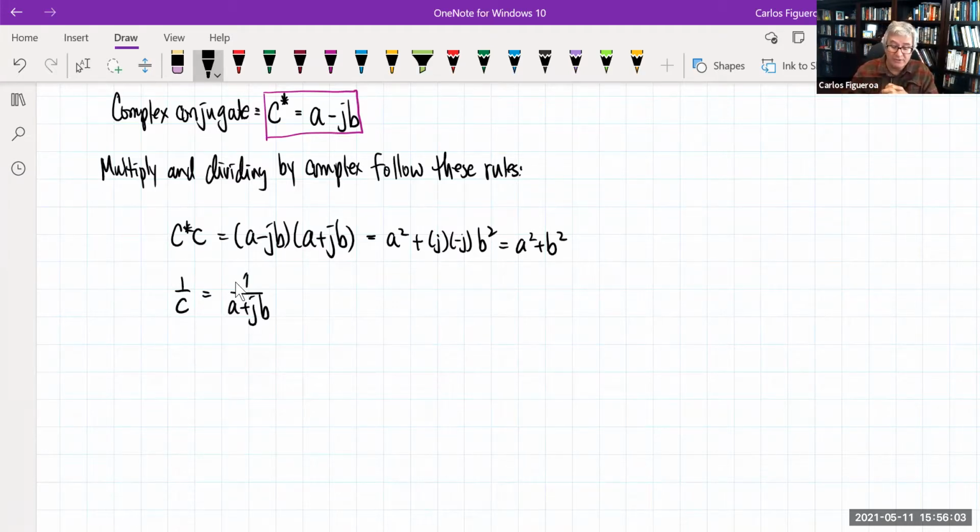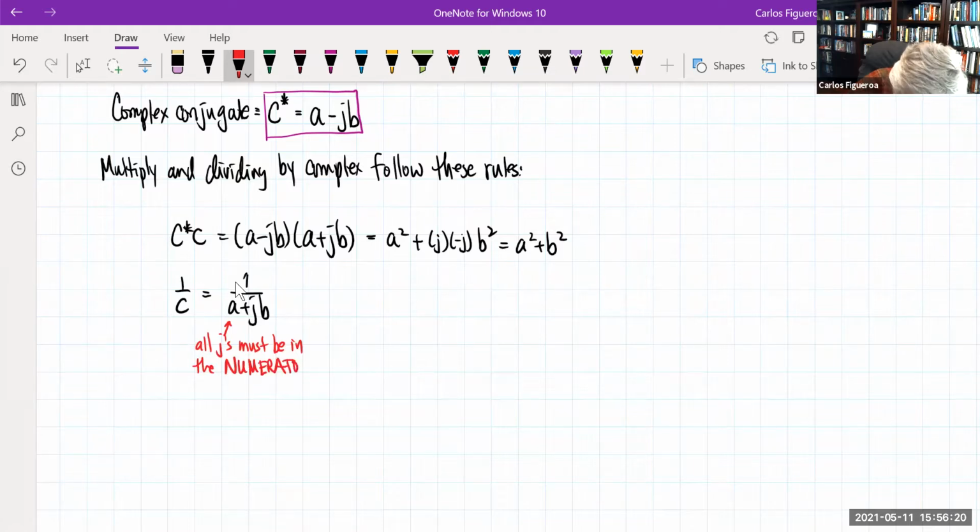Okay, they always have to remain in the numerator. So when I take a complex number like this, all j's must be in the numerator. So what you've got to do here is get that j out of the denominator.